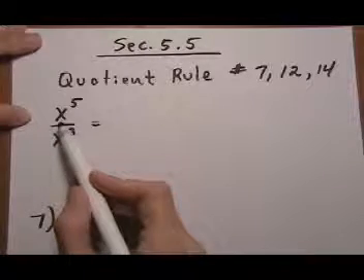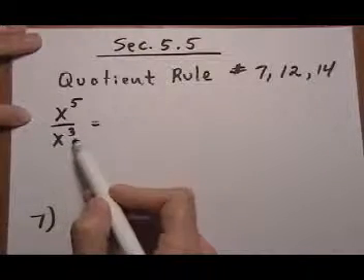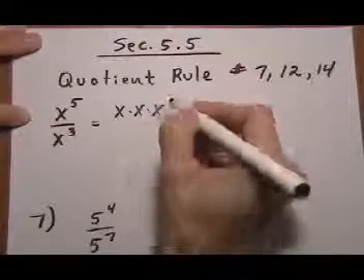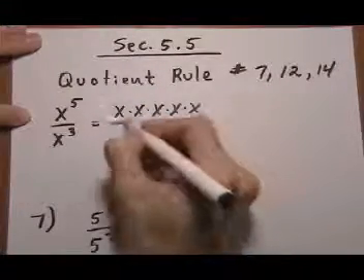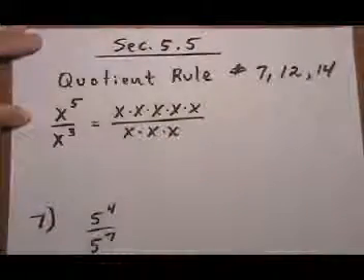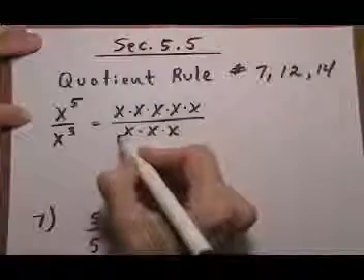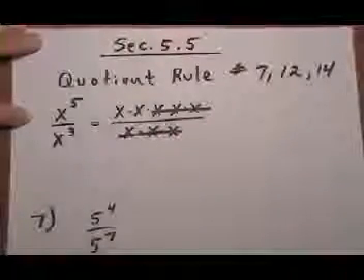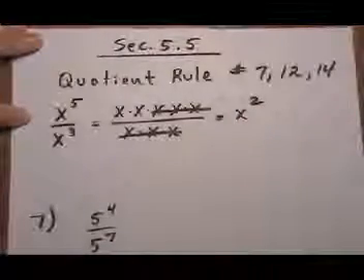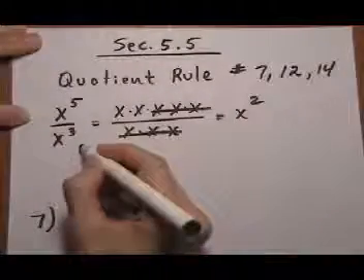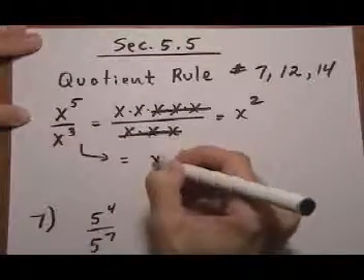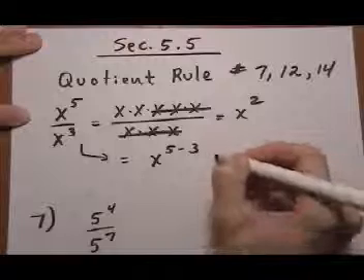If you look at this problem here, we have x to the fifth over x cubed. Well, if we expand this to be no exponents, so we have 5 x's being multiplied, and then the x cubed expands to x times x times x, then you'll notice that 3 x's on the bottom can cancel with 3 on top, and we're left with 2 x's, or x squared. And that's why it's okay to use the shortcut and just say x to the fifth over x cubed equals x to the 5 minus 3, or x squared.